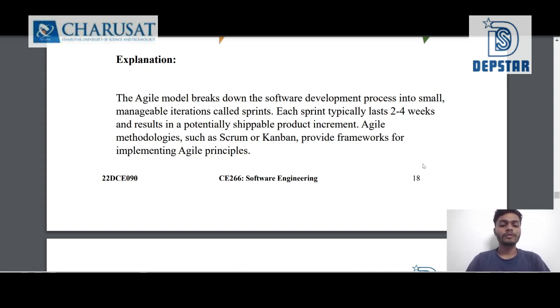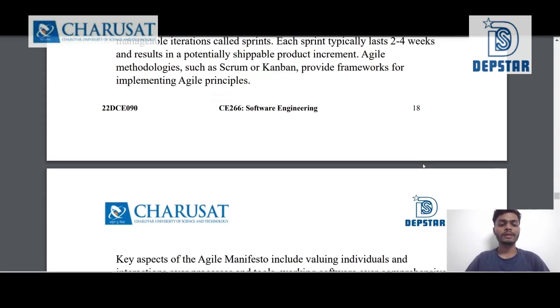Agile methodologies such as Scrum or Kanban provide frameworks for implementing agile principles. We have seen there are many agile principles like customer satisfaction, small increments over a very big span, face-to-face communication between the teams and the customer, and understanding the proper requirements of the customer. And next one is communication. I already told that, and teamwork, and many more things are there in the agile principles.